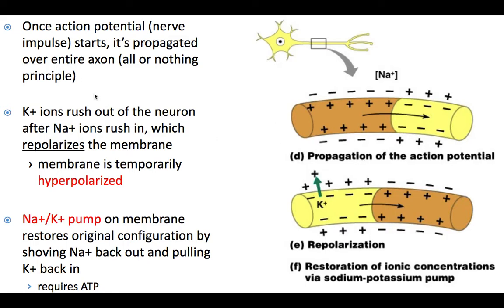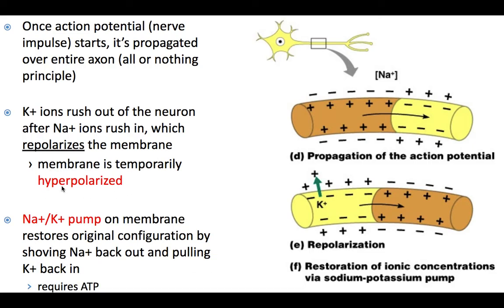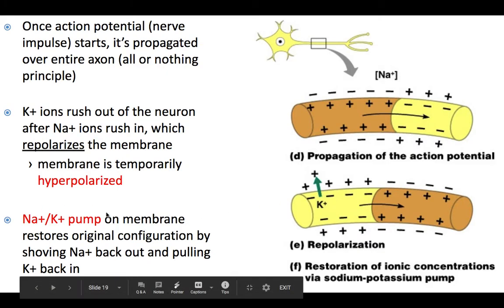And then next, potassium ions will rush out of the neuron, which repolarizes the membrane. And so that's shown in panel E. What actually happens is the membrane will temporarily become hyperpolarized. Hyper meaning overpolarized. So the outside, because so much potassium goes out, becomes actually too positive, and the inside becomes a little too negative. But don't worry, the sodium-potassium pump on the membrane is going to restore the original configuration by putting the sodium back out and pulling the potassium back in.